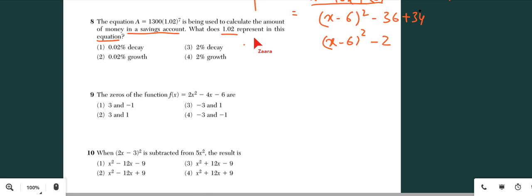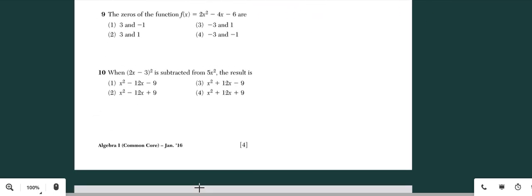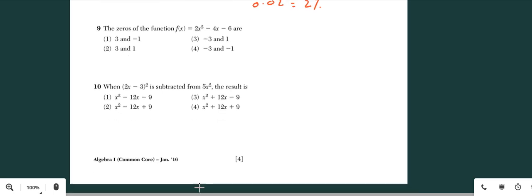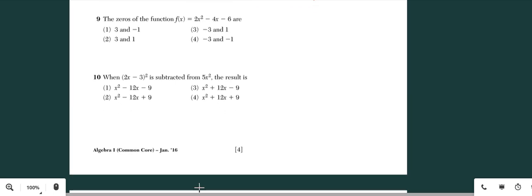It is basically the rate, but what it shows is 1 plus 0.02. So this is the rate, which is a 0.02 increase. That means a 2% increase, because when you multiply 0.02 by 100 you get 2%. So after every time period it would be an increase of 2%.